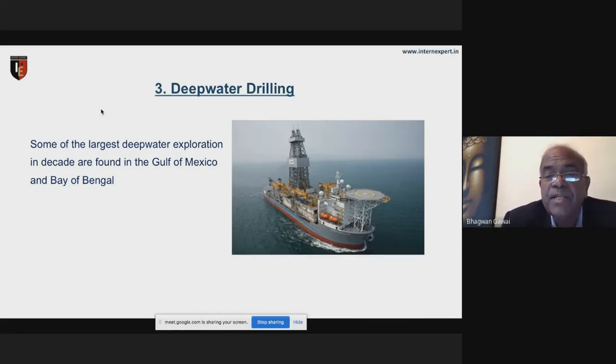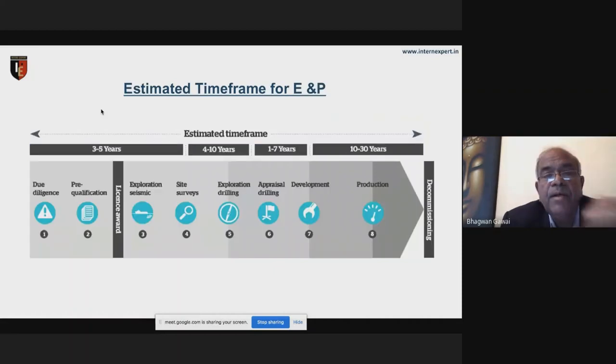You have to create the structures this way to do the drilling operation, because here in deep water you have to have the storage, everything along with the drilling operation area. So what is the estimated time frame for exploration and production? Normally, from exploration to production, what is the time frame?